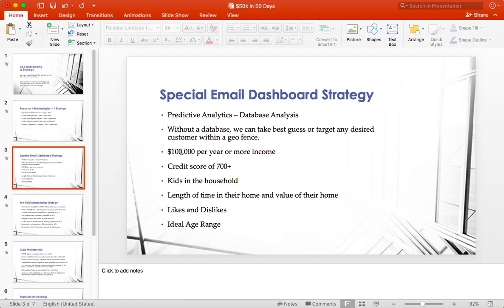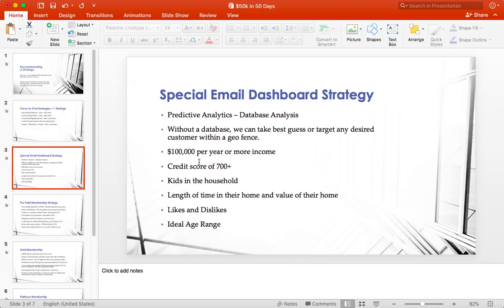Like maybe they make $100,000 per year or more. Maybe their credit score is 700 or above. Maybe they have 2 kids in the household. Maybe they've been there for 5 years. Maybe they really like healthy activities for the family. And maybe they're our ideal age range. Now, without a database, this is a pretty good target, isn't it?